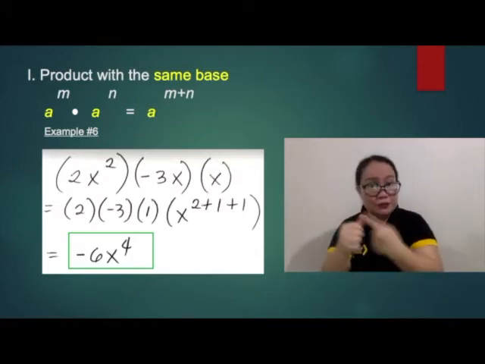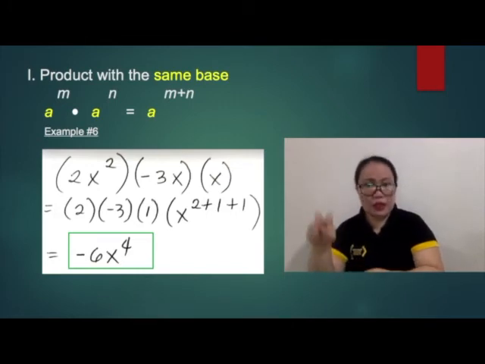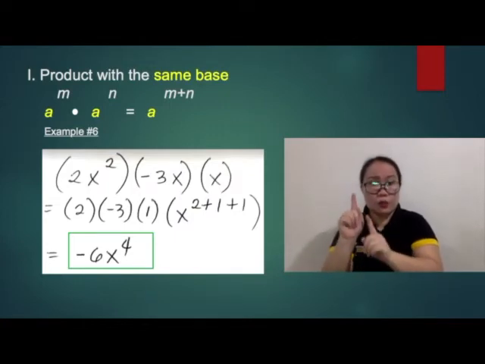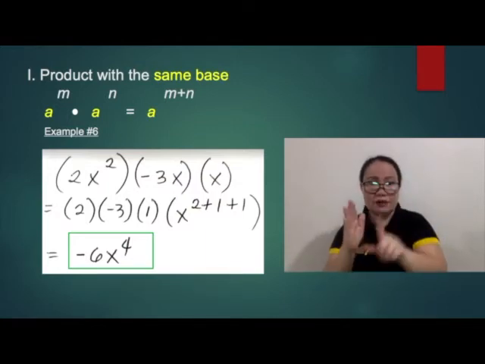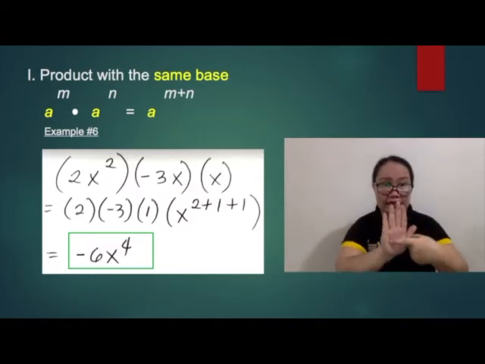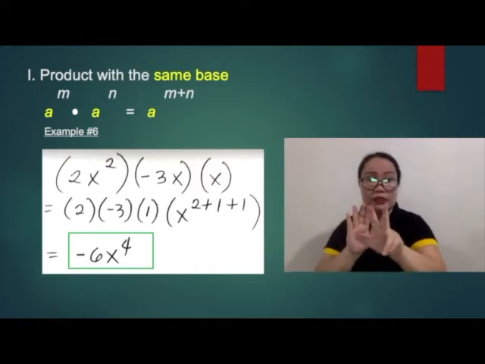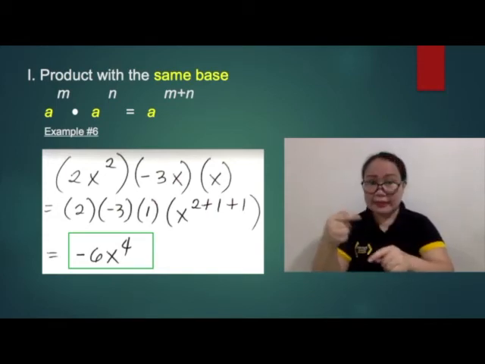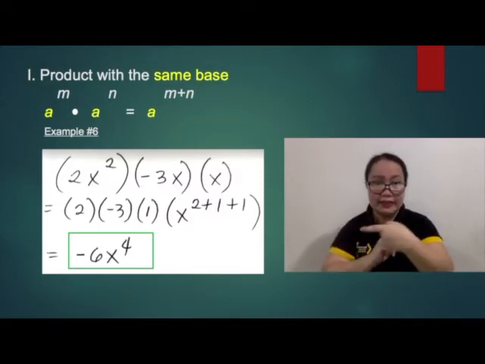So multiply first all the numerical coefficients: 2 times negative 3 times 1. That is equal to negative 6. Remember the law of multiplying integers: positive times negative is equal to negative. So 2 times negative 3 is equal to negative 6, times 1 is equal to negative 6.